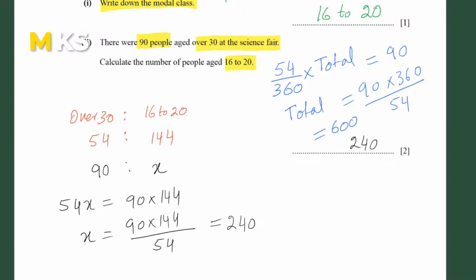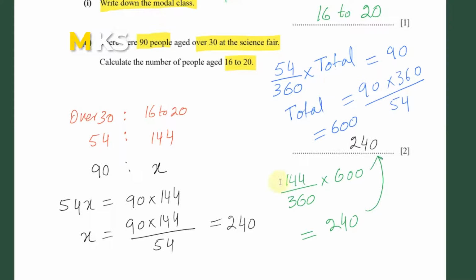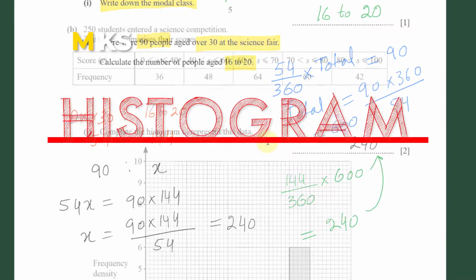Now using the same technique as above, we know for 16 to 20 the angle is 144, over 360, multiplied by the total, which we have just calculated, 600. That will give us the number of people aged 16 to 20. So 144 multiplied by 600 divided by 360 will give you 240. This is the alternate method. You will get the same answer. Whatever method you like, you can opt for.